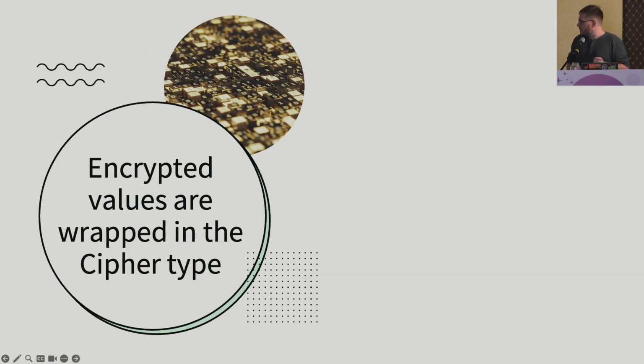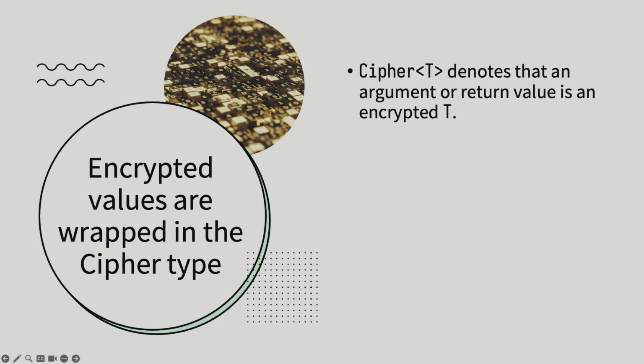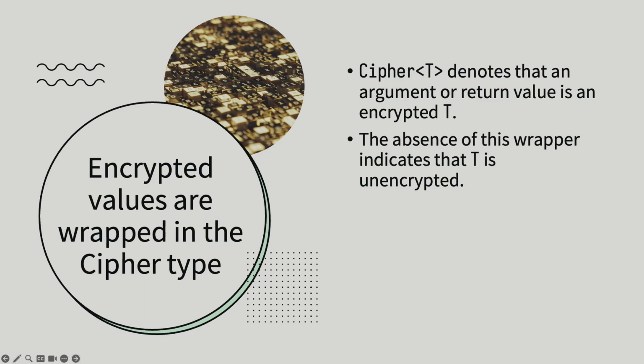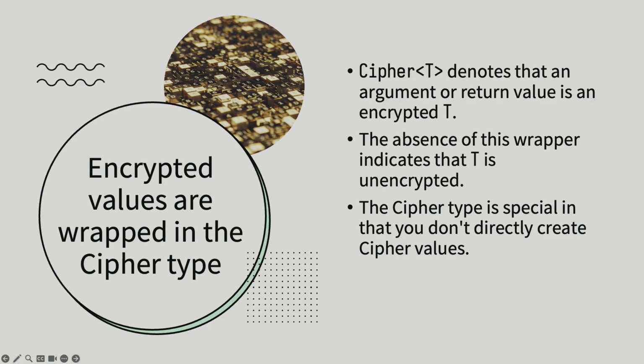The other part that you've seen here so far in relation to types is that Cipher wrapper. If you see Cipher of T, that denotes that you have an encrypted value in either an argument or a return type. The absence of this wrapper just says that you have the unencrypted type. So that one's somewhat easier. You can just say something like 7.into to get an unsigned or signed variant of that one. Cipher is unique in the sense that, if you're familiar with Rust, there's no from trait or into trait. You can't just generate one. You have to use the encrypt and decrypt functions in order to generate a Cipher value.